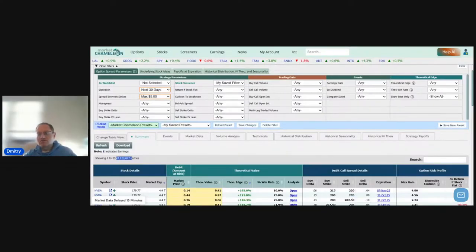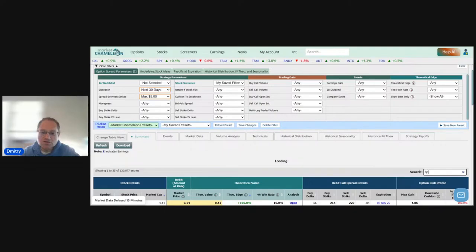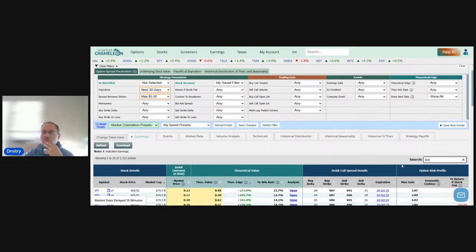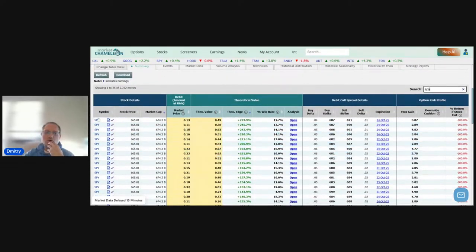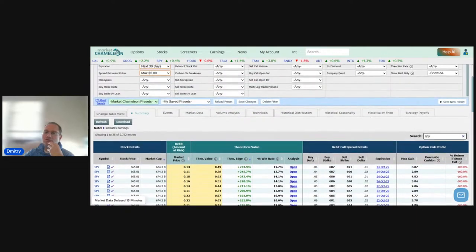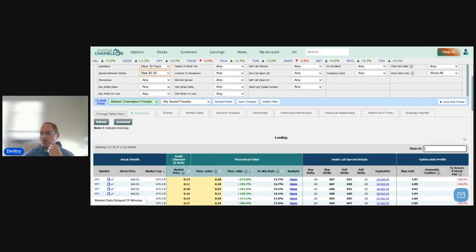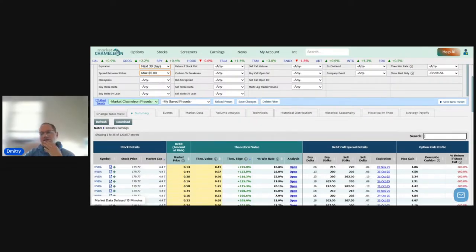If you're looking for a specific stock, let's say SPY, you can type it in here, or we could start filtering using our filters. I'm going to take out the SPY, but now you could see all these SPY call spreads. But what we're going to do for today is look at call spreads that actually traded in the market. We're going to analyze those.